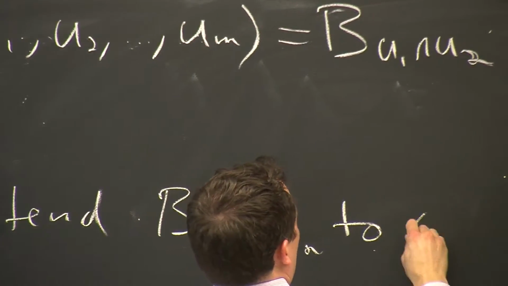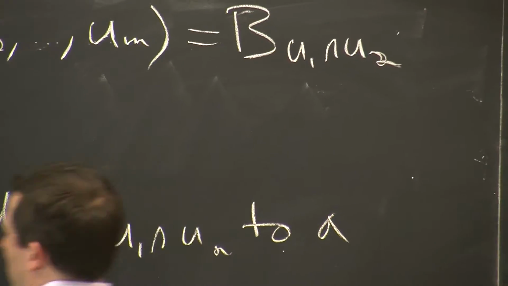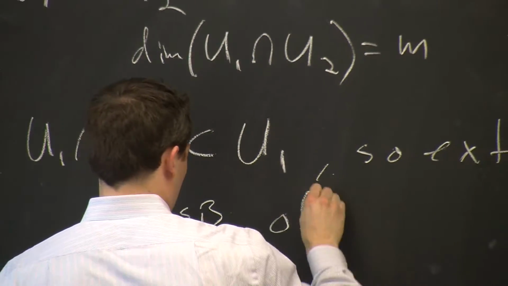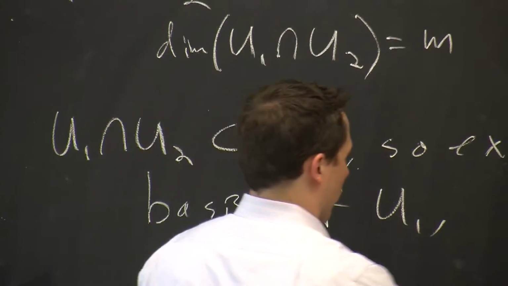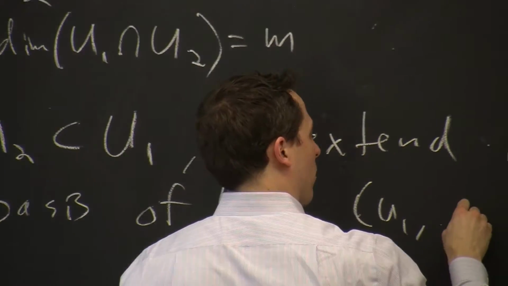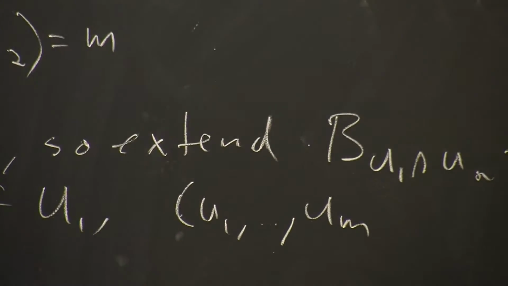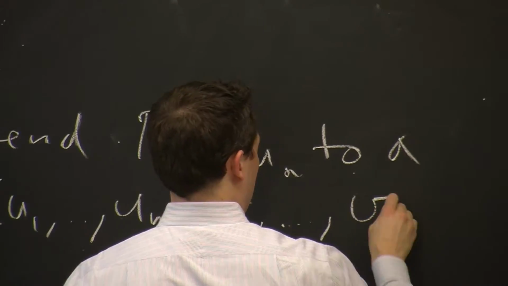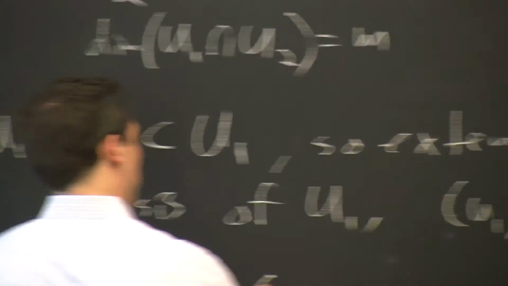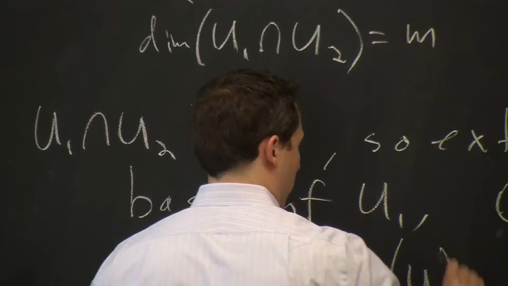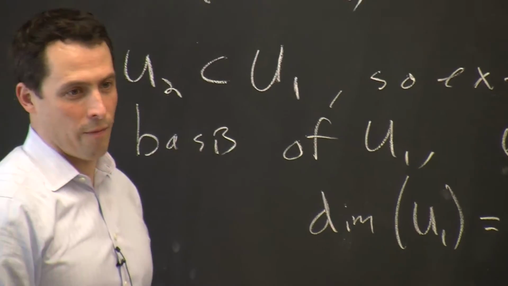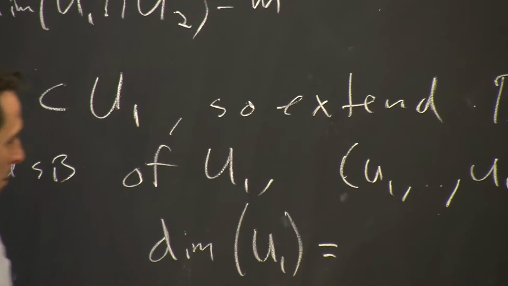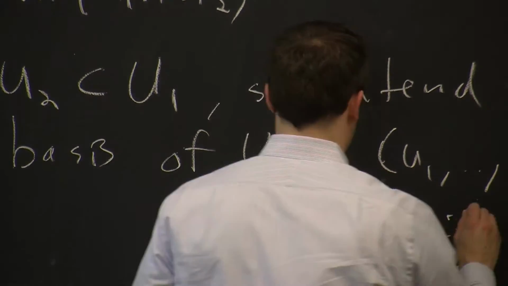So this basis B of U1 intersect U2 can be extended to a basis of U1. And that basis will start out with the same vectors, U1 up to UM, and then we have some additional vectors, V1 up to Vj. What's the dimension of U1? How long is this list? M plus j. That's right. Okay.